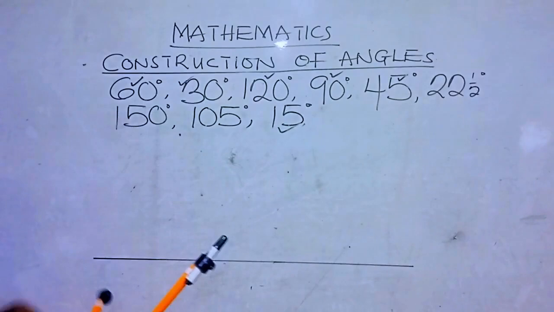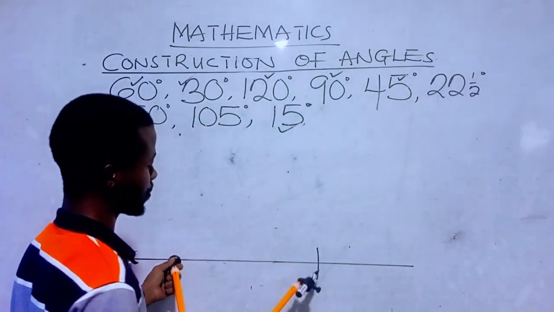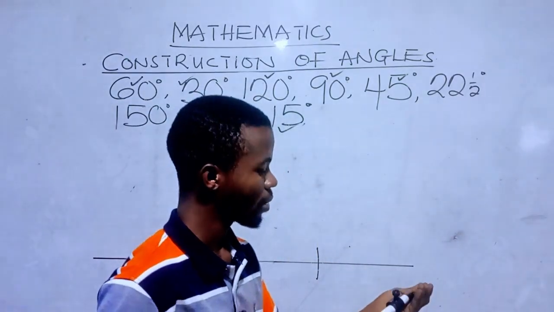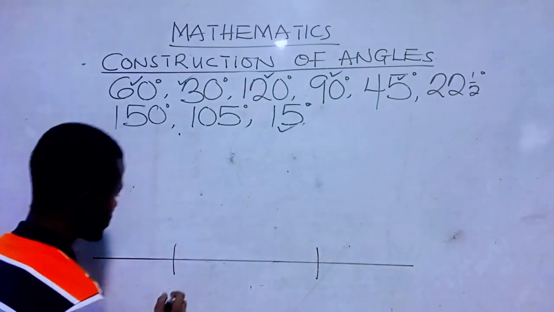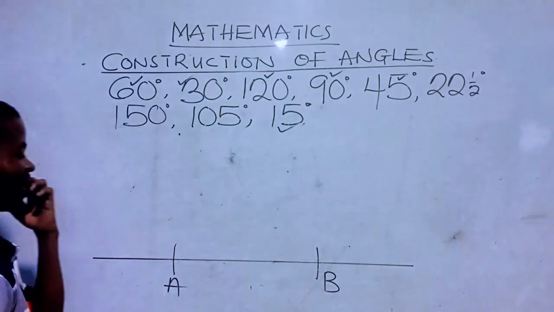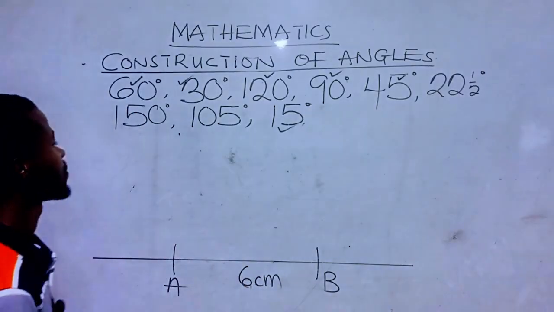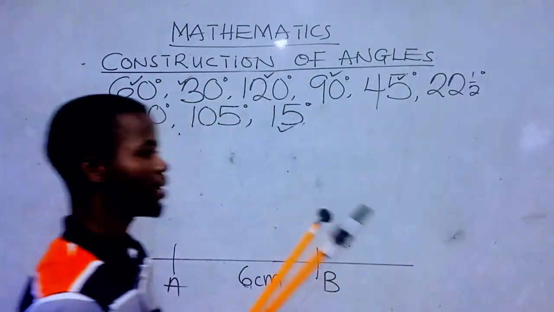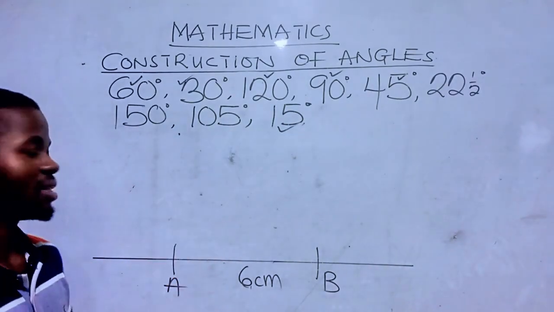I'll measure the required length. I'll name my line segment. Let's see, here is A. Here is B, like this, and I write the length. That is 6 centimeters. I'm constructing 150 degrees, so I have to open to a reasonable radius, like 2 centimeters.